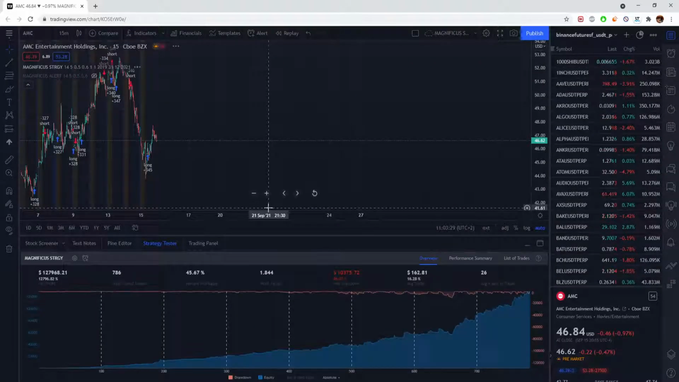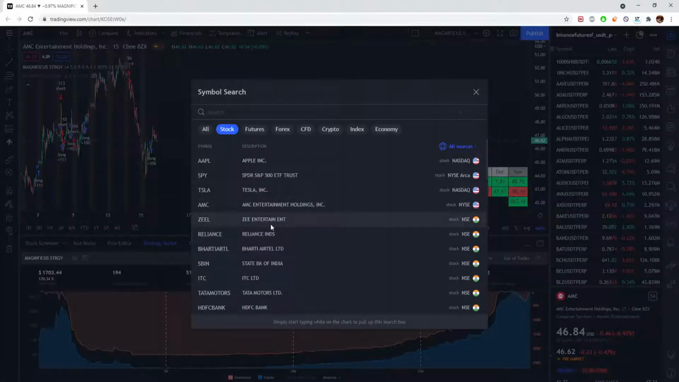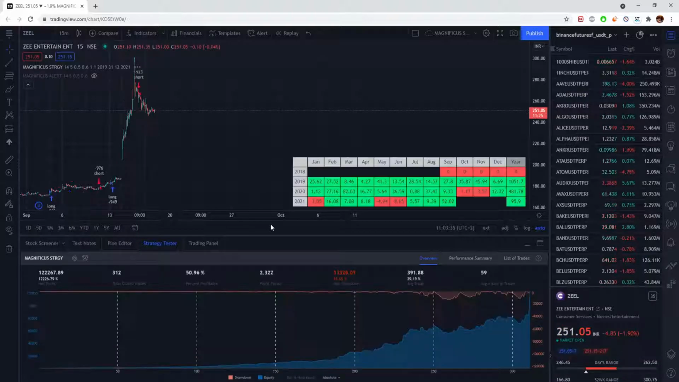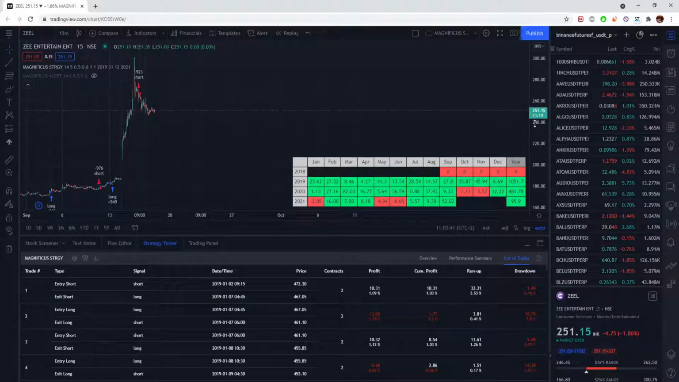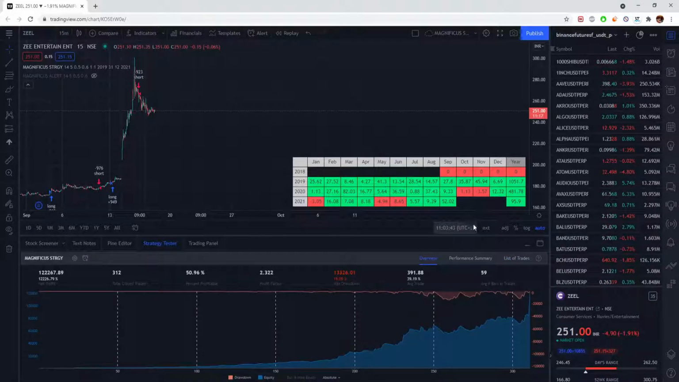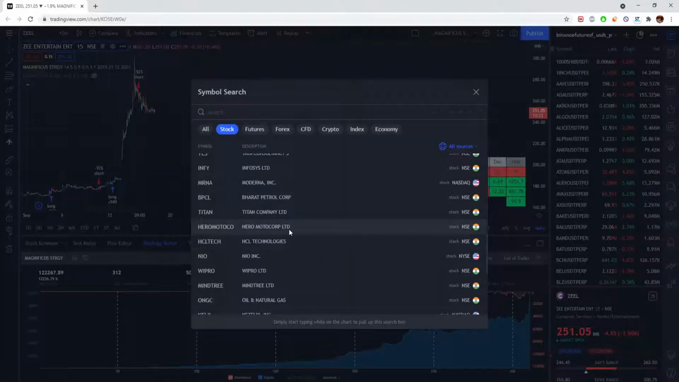AMC looks like not the best because it's been heavily manipulated, so I don't recommend going into this type of stock. But look, for example, ZEAL, same stuff. You can see it started at 400, now it's 200. It's actually lost 50% of the value. However, we can see that the strategy itself managed to make something. I don't know, I'm going to take another one.